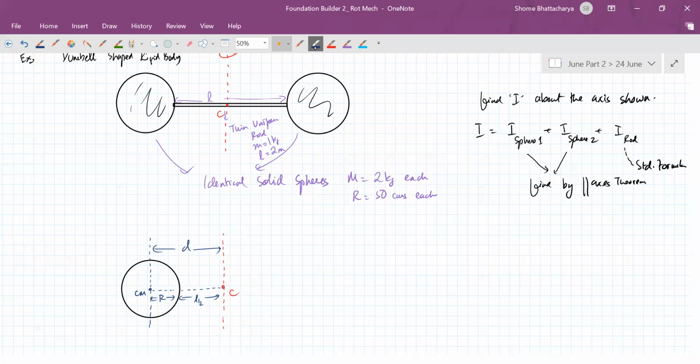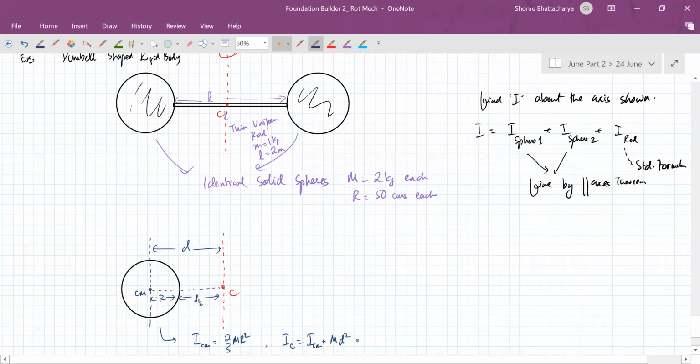Okay. So for each sphere, the moment of inertia about the center of mass axis is 2 by 5 mr square. So the moment of inertia about this new axis, which I'll write as C only, but that C is not the center of mass, it is a different point with respect to the sphere. So this is going to be this. Okay. So here d is equal to L by 2 plus R. So let's calculate this.